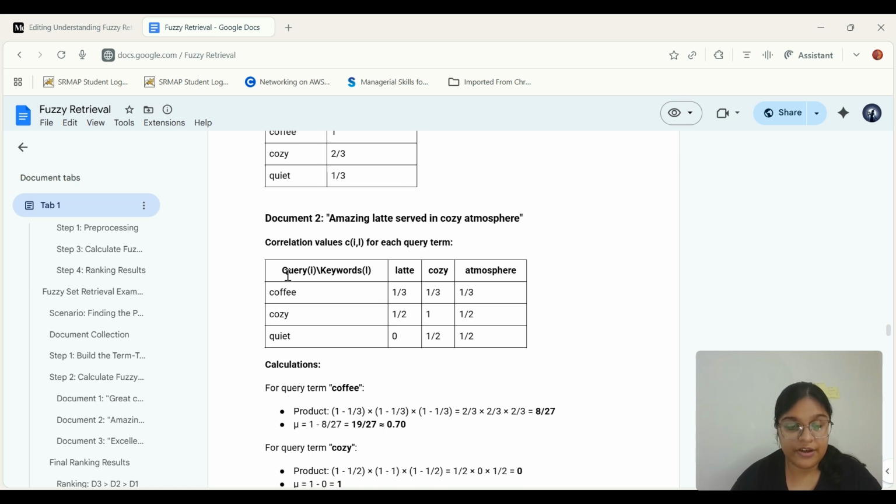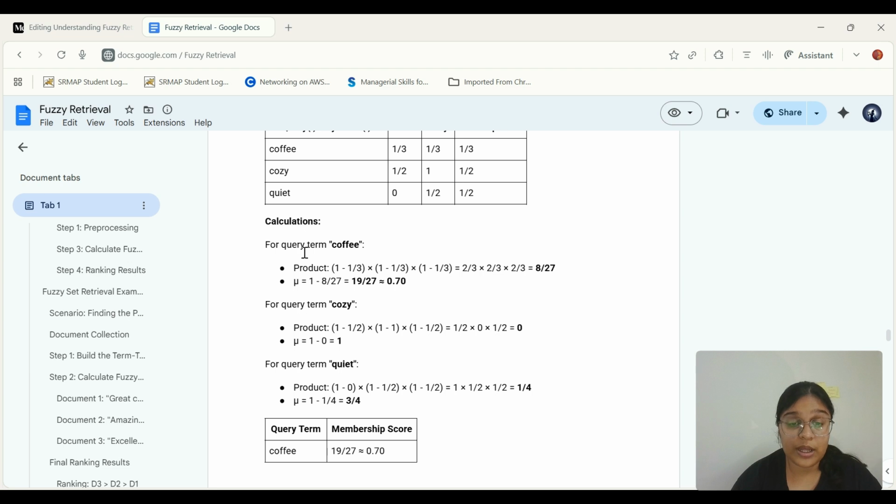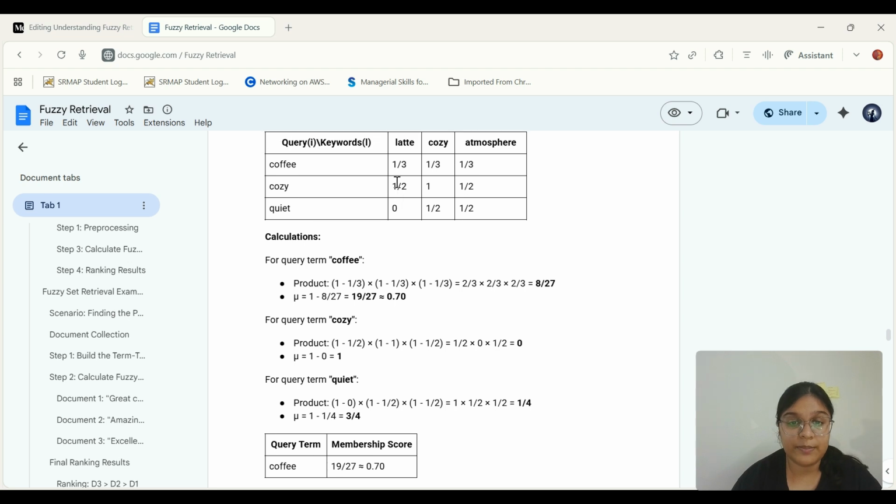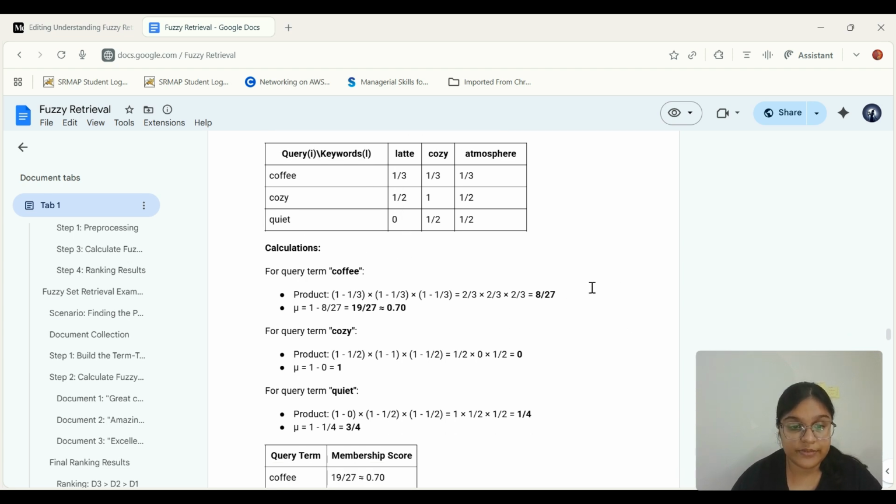For another example, we have taken for amazing latte served in cozy atmosphere, and we have taken the correlation values of ci comma l for each query term, and we see that after calculating we are getting 1 by 3 for coffee and latte because it is present here, and then cozy and cozy it is 1, quiet and cozy it is 1 by 2. So if we want to calculate for the term coffee, we just minus it from our previous term correlation matrix with this our membership scores. So this is what we get.